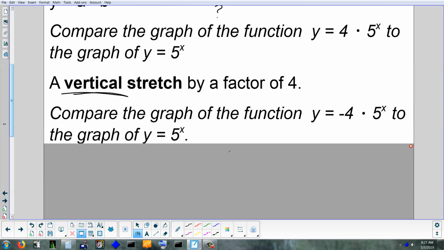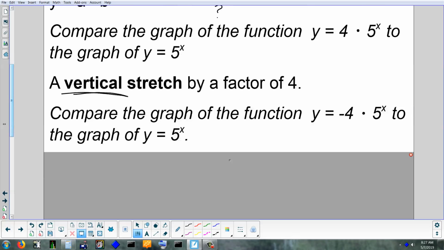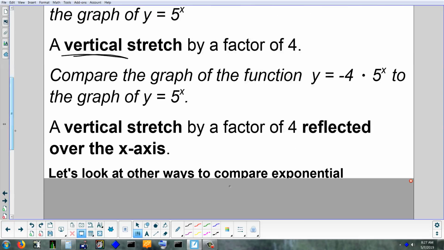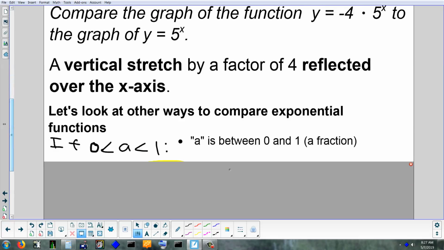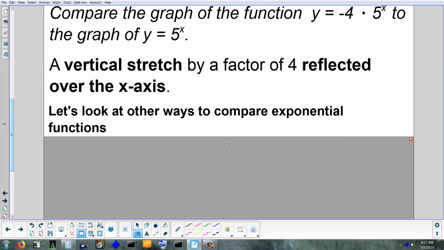Now, this one, very, very similar, except you've got the negative. Somebody tell me, what does that negative cause it to do? Yep. Maybe like reflect over the. Yes, reflect, or what's another word if somebody didn't understand the word reflect? Flip it. Yep. So you still have the vertical stretch by a factor of 4, and it's reflected over the x-axis. The big thing is you don't want to say a vertical stretch by a factor of negative 4. You always want to keep it positive.